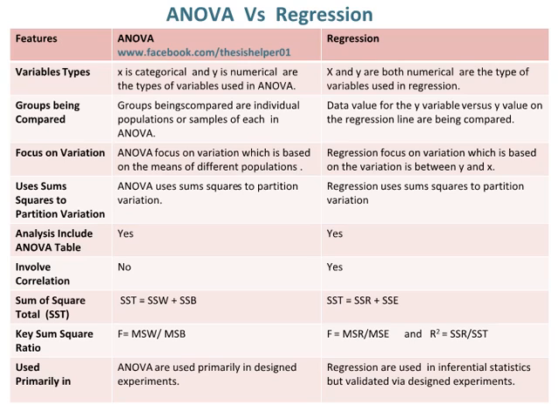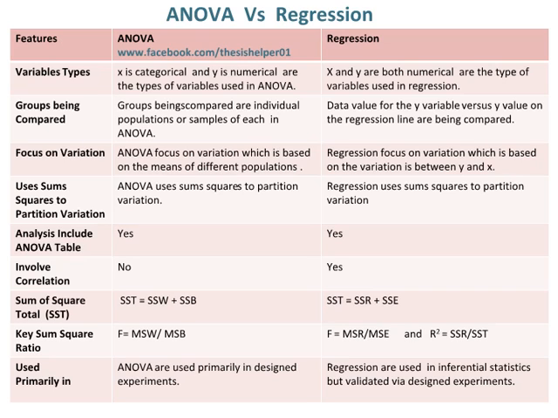ANOVA focuses on variation which is based on the means of different populations. Whereas regression focuses on variation which is between Y and X. ANOVA uses sum of squares to partition variation. Whereas regression uses sum of squares to partition variation. In both ANOVA and regression, the analysis includes an ANOVA table. There is no correlation in ANOVA, whereas there is correlation in regression.